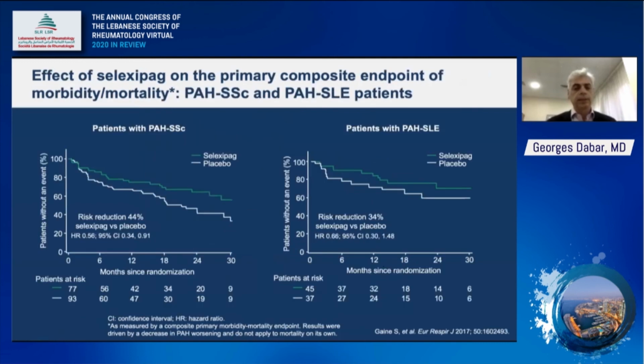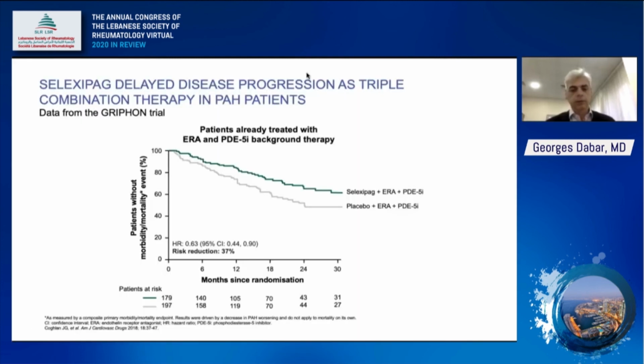And when we look at the patient according to their underlying disease, also looking at this composite endpoint of morbidity and mortality, the effect of Selexipag compared to placebo and whatever medication the patient were on for pulmonary arterial hypertension. And you can see that in scleroderma, the benefit is a 44% relative risk reduction. And in lupus, it's a 34% risk reduction at 30 months.